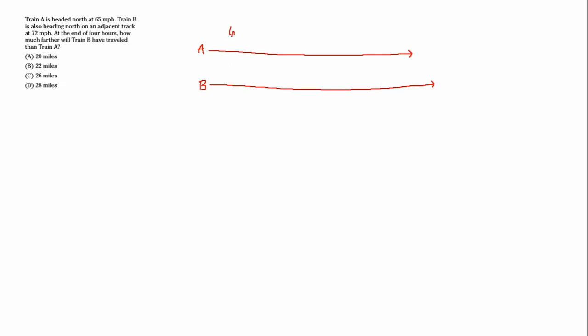Train A is going 65 miles per hour. Train B is heading 72 miles per hour. And the question is, how much further will train B be after the end of 4 hours of commuting? Now, since we're interested in the distance traveled between these two, we can't combine the rates. So we're going to have to do two separate problems. That is, we're going to have to do distance equals rate times time twice.